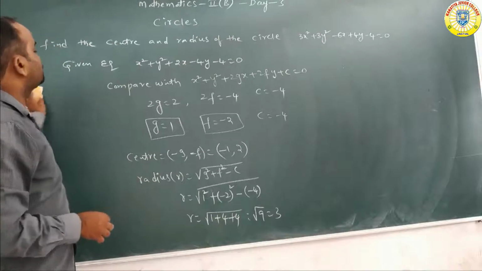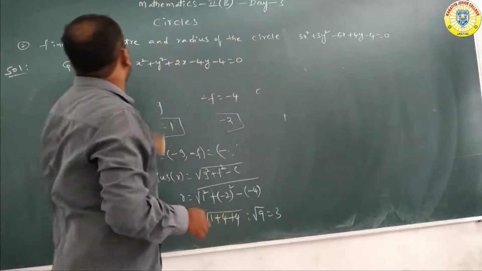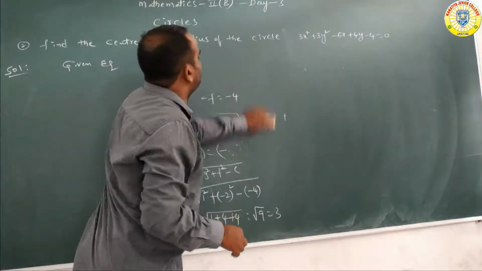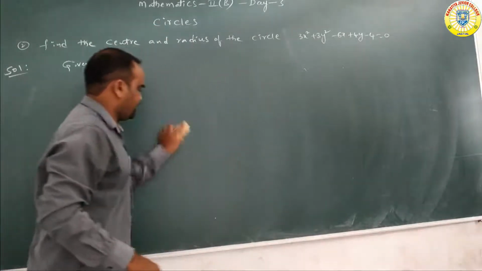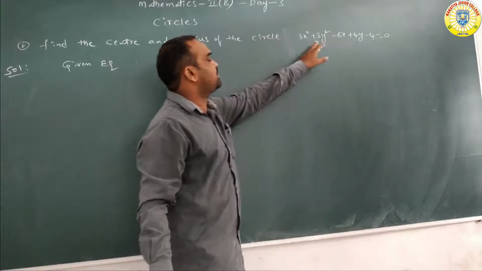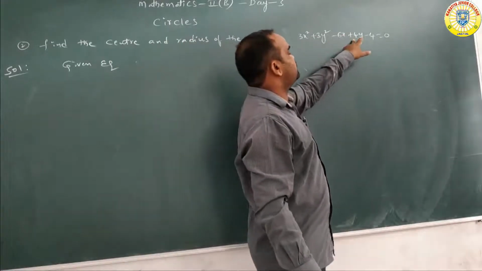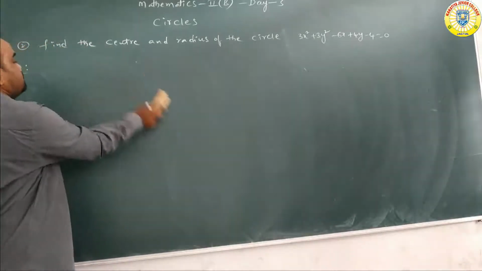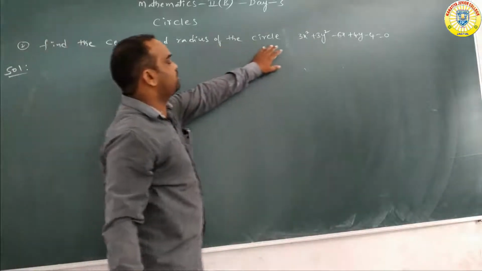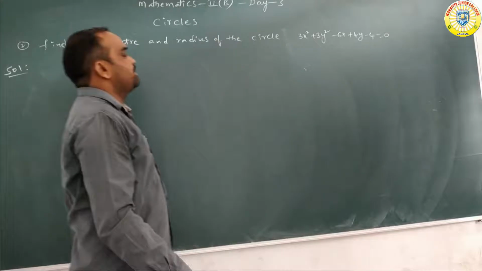Now, the next question. Find the center and radius of the circle. The question is 3x square plus 3y square minus 6x plus 4y minus 4 equal to 0. Observe this equation.